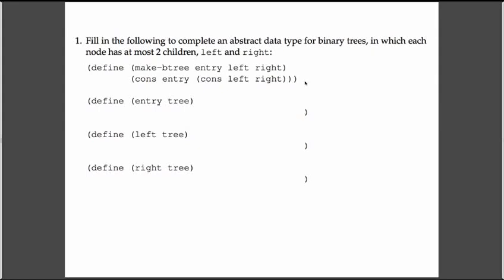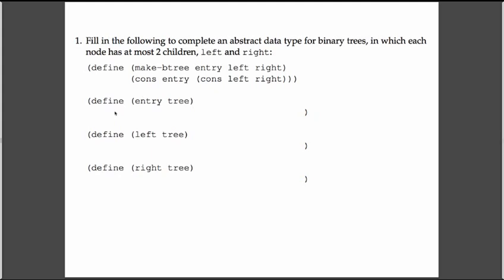We're working on discussion 8, spring 2015, CS61A. This question is asking us to build a binary tree data structure using just Scheme. This is an abstract data type, and first, let's think about what this actually is saying.